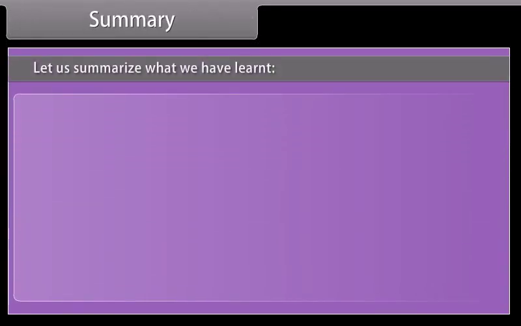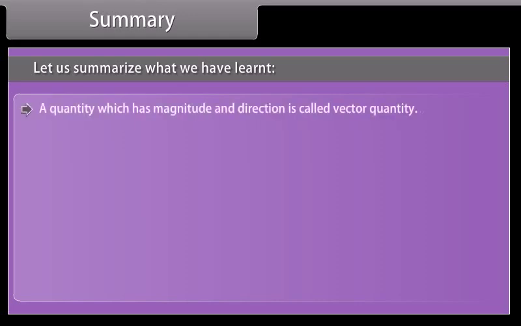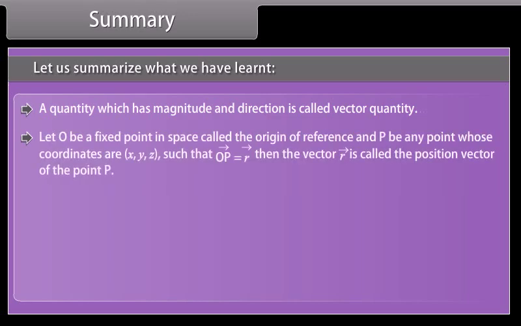Summary. Let us summarize what we have learned. A quantity which has magnitude and direction is called a vector quantity. Let O be a fixed point in space called the origin of reference and P be any point whose coordinates are x, y, z such that vector OP is equal to vector r. Then the vector r is called the position vector of the point P.